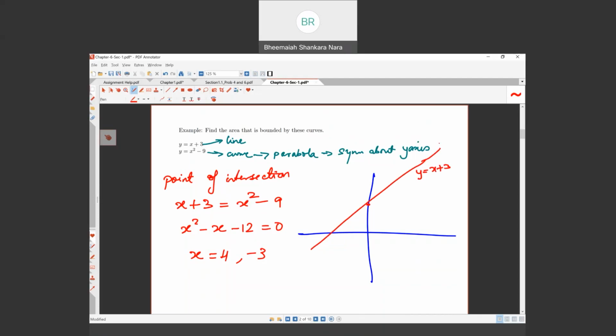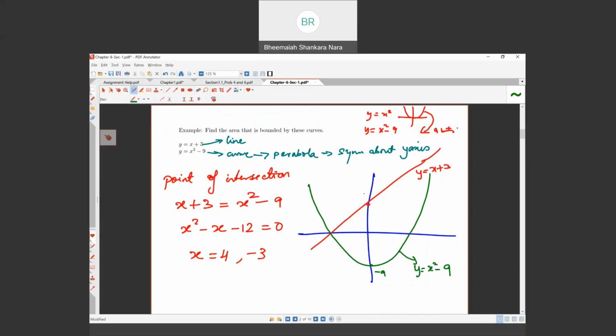Then you have a parabola. For the standard parabola y equals x squared, the graph looks like this. It passes through the origin. Now you have y equals x squared minus 9, so you have to bring this down 9 units. So let's draw a parabola. So this is that negative 9. You bring the graph 9 units down. So this is the graph y equals x squared minus 9, the parabolic curve.